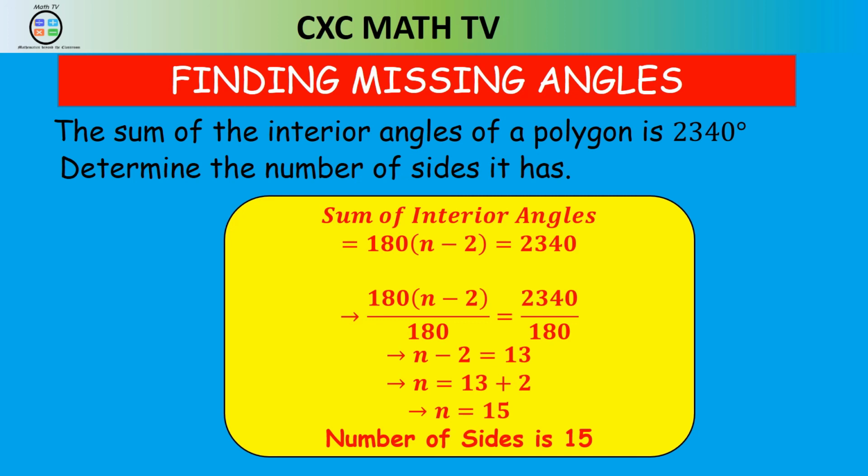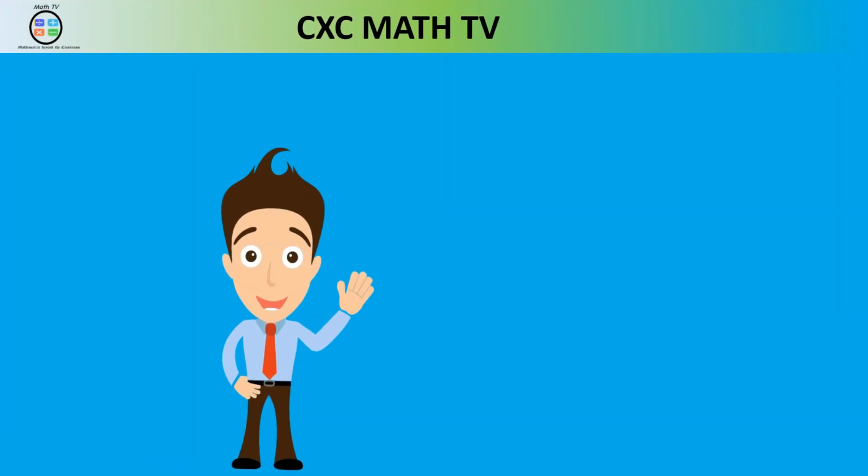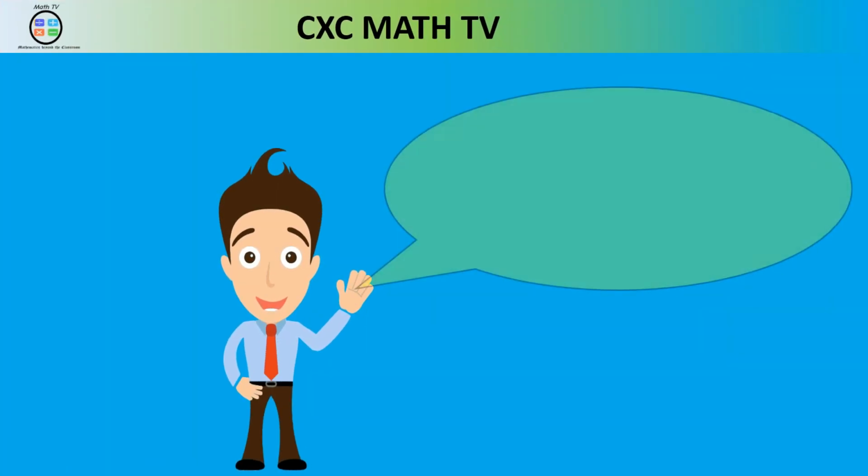Very easy. Nice. So that concludes how you would go about finding missing angles inside a polygon, no matter what type of polygon it is.